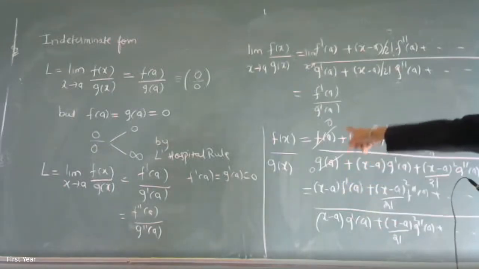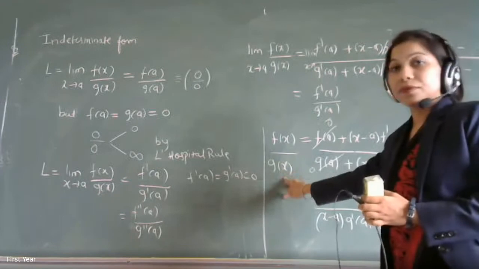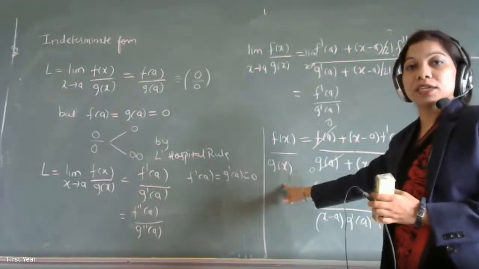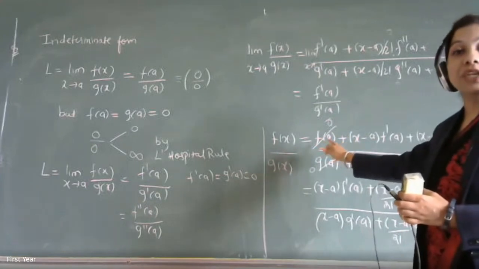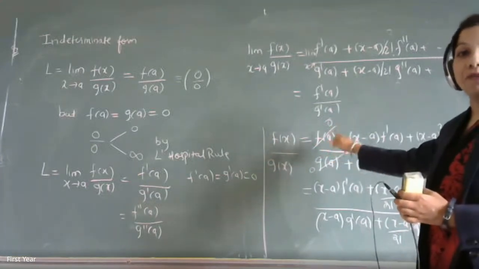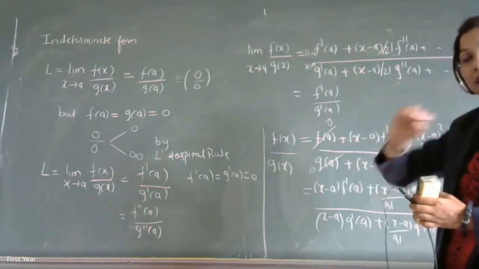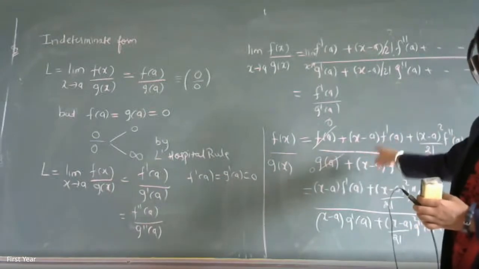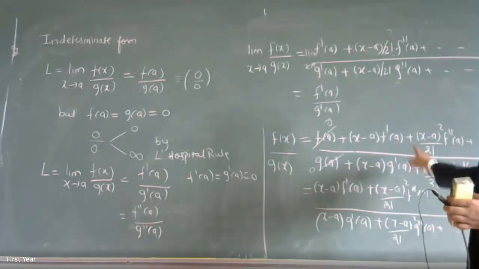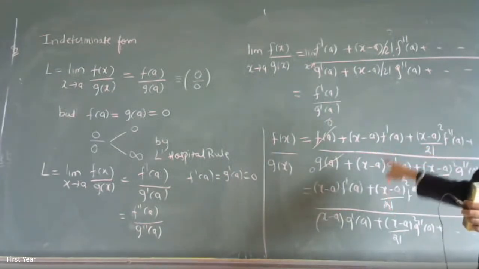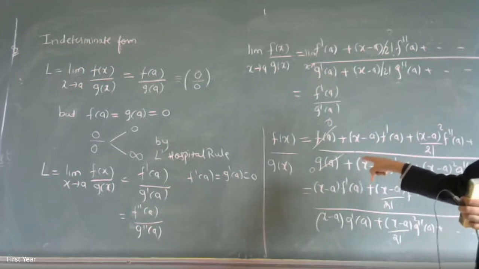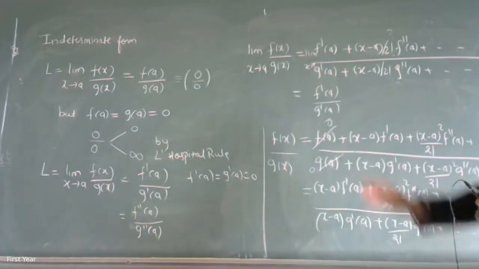Ma'am, can you repeat again? See, we have written f of x by g of x here. Here I have written f of x by g of x using Taylor series expansion. Taylor series expansion about a will become f of a plus x minus a f dash of a plus x minus a square by 2 factorial f double dash of a. That is the Taylor series of f of x. Similarly, the Taylor series of g of x is g of a plus x minus a g dash of a and so on. Okay?